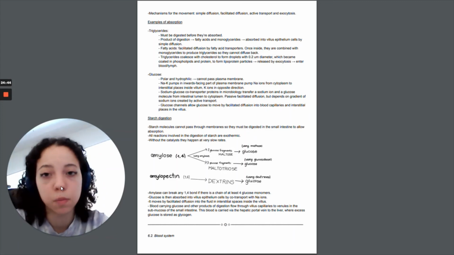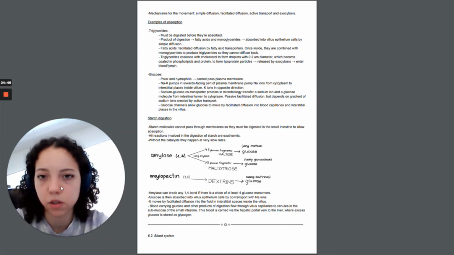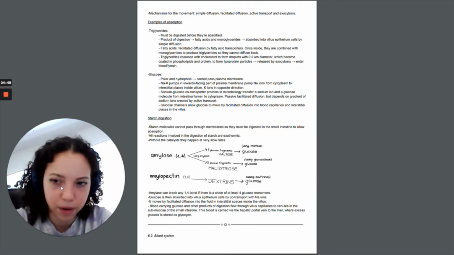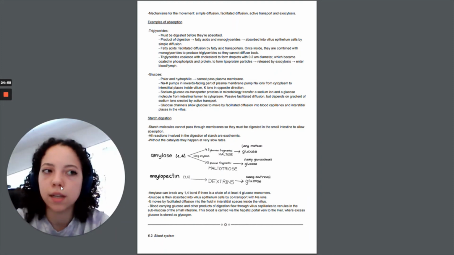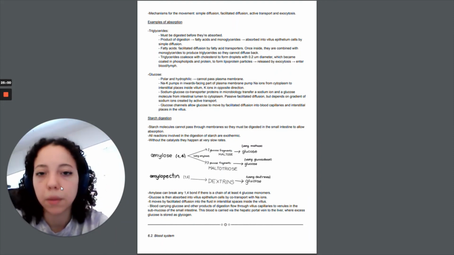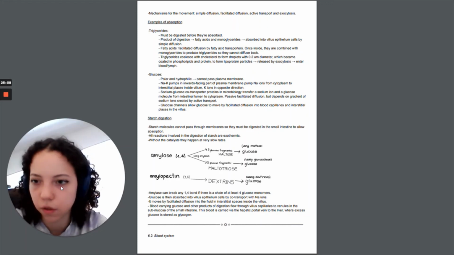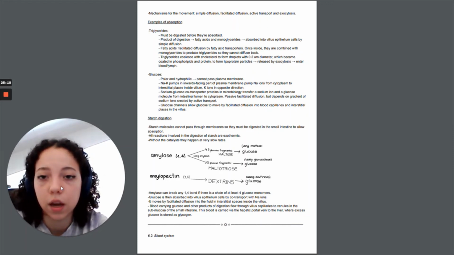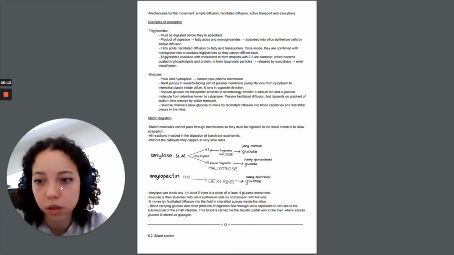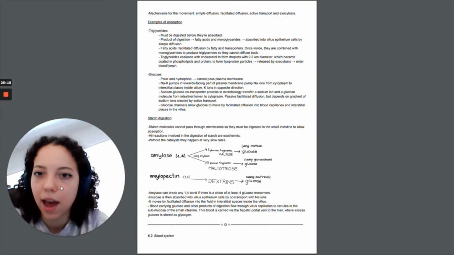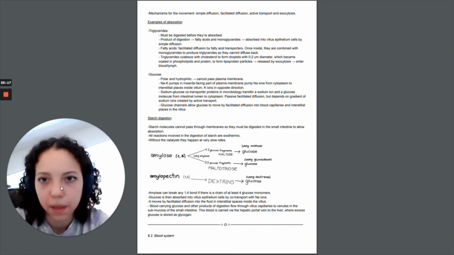Glucose, however, is polar and hydrophilic, so it cannot simply pass through the plasma membrane. Glucose is a little bit more complicated. Ultimately, glucose moves through facilitated diffusion. However, this facilitated diffusion is only possible if active transport happens first. So, we can say that glucose uses both active transport and facilitated diffusion.